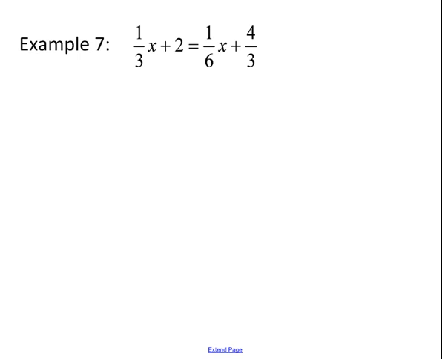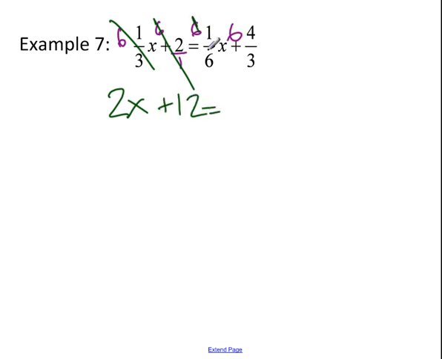Example 7, though, is a mess. We've got all kinds of things here, but again, what's the number that 3, 6, and 3 all have in common? 6. So we're going to multiply everybody by a 6. Alright, let's pick a new color. 6 divided by 3 makes 2x. 6 divided by 1 doesn't do anything, so 6 times 2 makes 12. 6 divided by 6 goes away, I'm left with just x, and 6 divided by 3 is 2, so 2 times 4 makes 8. So here 6 divided by 3 was the 2, and the 2x is where we get that. Here it doesn't go away at all, so 6 times 2 makes 12.